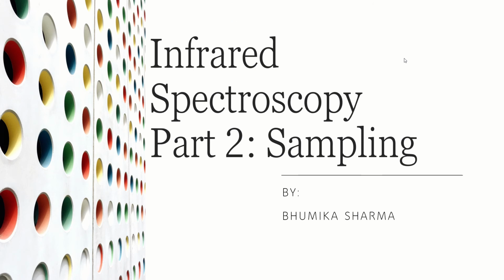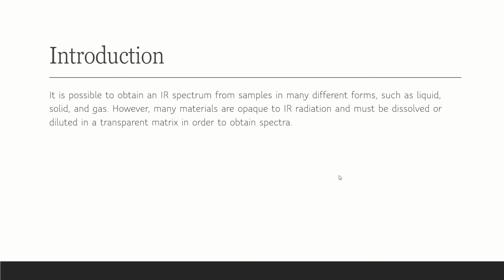Today we will learn about sampling methods and techniques of IR spectroscopy. Any form of sample, whether it is solid, liquid or gas, can be analyzed using IR spectroscopy. The sample must possess a dipole moment. For IR opaque materials, the samples must be dissolved in a transparent matrix to obtain the spectra. Now, what is dipole moment?